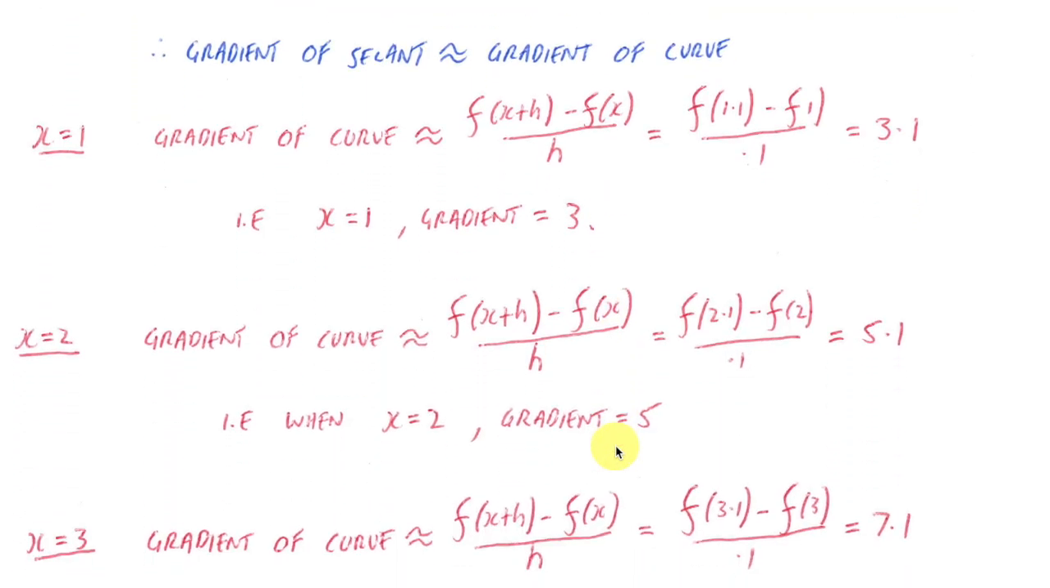Let's now investigate x equaling 2. The gradient of the curve will be approximately equal to 5.1, again using this rule, substituting x equaling 2. So that's f of x plus h, where the horizontal distance across is 0.1, so it's f of 2.1 over 0.1, which is approximately equal to 5.1. So I make the assumption that when x is equal to 2, the gradient is equal to 5.